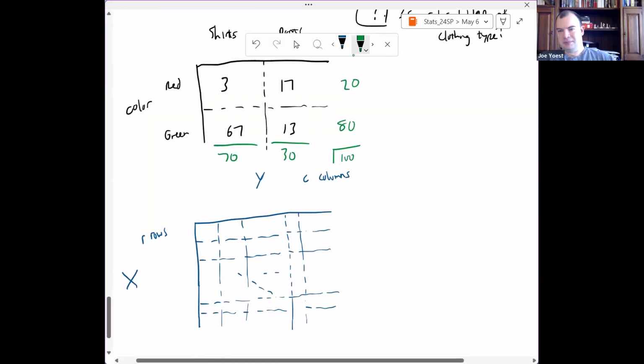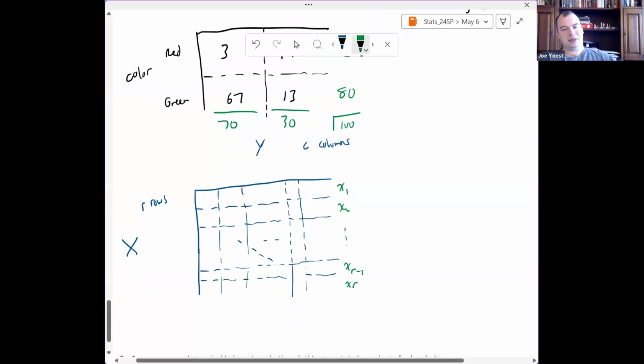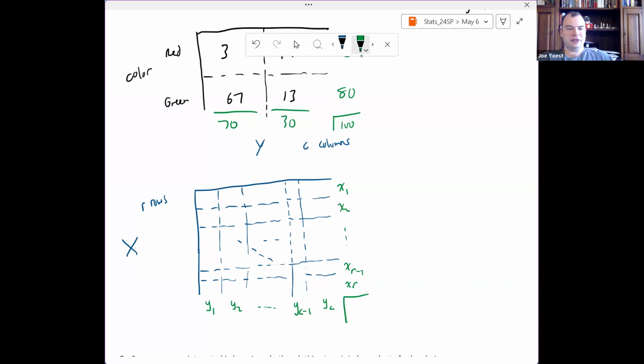So what I know is that I have some row sums and some column sums. So I have, for instance, maybe I'll call it little x1, little x2, down through little xr minus 1 and little xr. Those are my row sums. And then I have some column sums. Let me call that little y1, little y2, down through little yc minus 1, the c minus first column sum, and little yc. And then down here in the corner, I have a grand total. I'll just call this n, the total number of observations. That's just the sum of all of the cells in the grid.